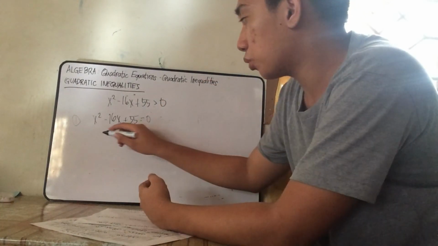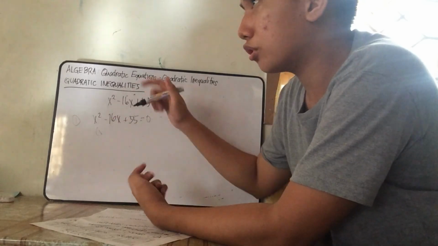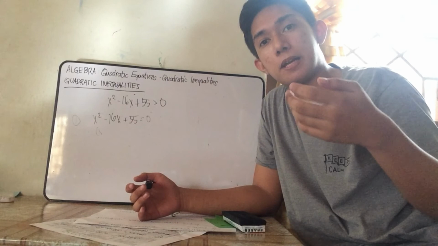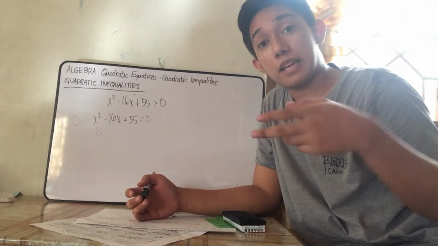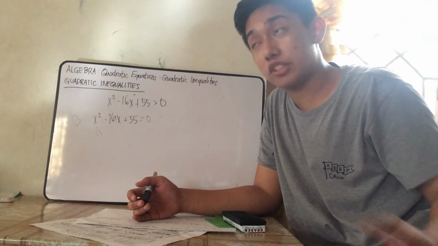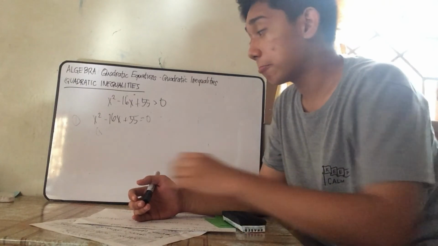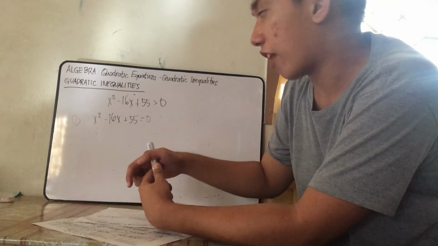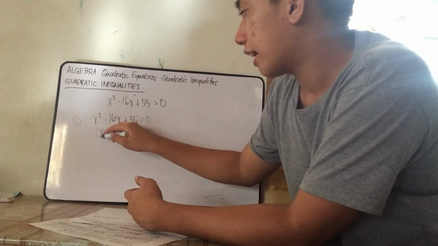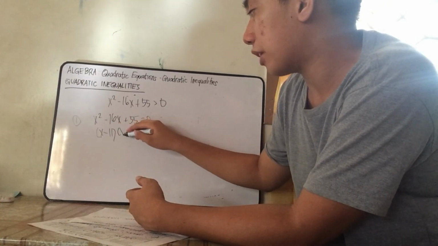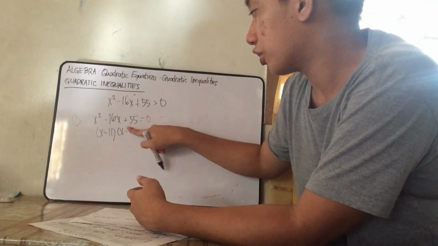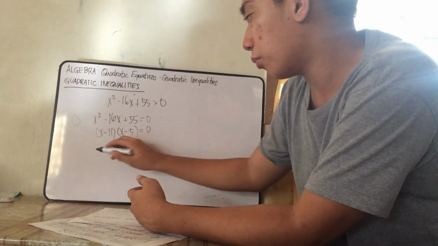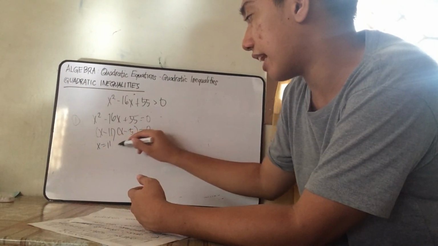In solving this one, you can use some lessons na natalakay na natin sa past videos natin in solving. So, I will use factoring. Madaming ways po. So, I prefer factoring. So, I'll factor this one out. This will become x minus 11 times x minus 5 is equal to 0. Then, solving, we have x is equal to 11 and x is equal to 5.